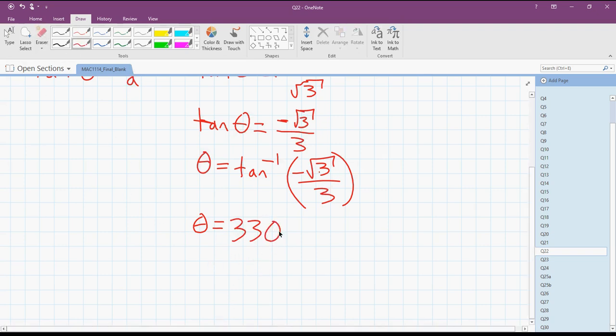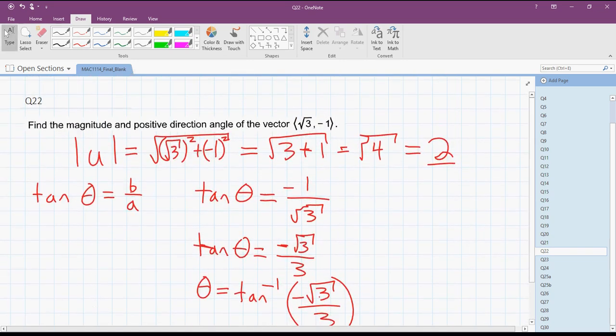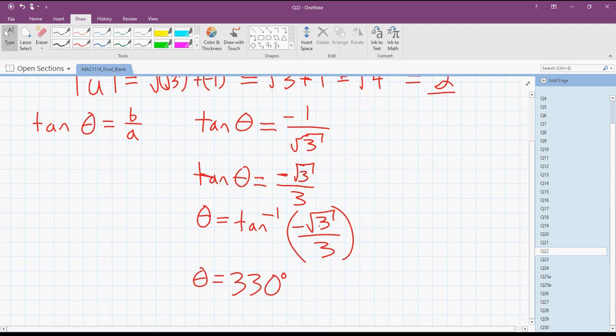And again, we know it is 330 degrees because you also have to take into account where your vector is located. So there really are two angles in tangent that are negative square root of 3 over 3. But we're going to choose the 330 degrees because this vector is in quadrant 4, which makes sense why it's 330 degrees. Because the other angle that occurs does not take your vector into quadrant 4. Make sense? So that's what they're looking for. The magnitude of 2 and the angle, which is 330 degrees.